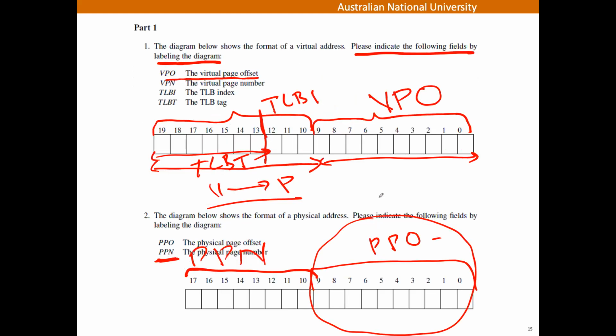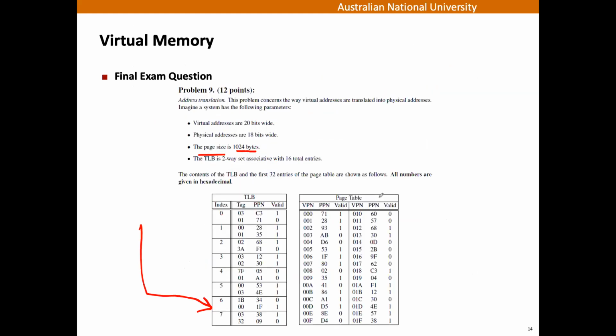So let's go to the page table. Here's our page table. And what are we looking for? We are looking for the physical page number. The virtual page number is generated by the application. Once you are in hardware, you need the physical page number. So it's like a key value store. You give it a key, it will give you a value. But the key is the virtual page number.